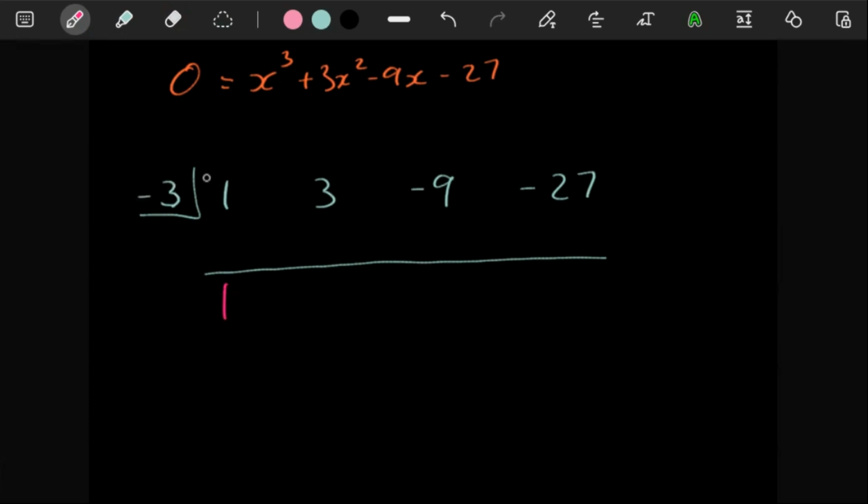Negative 3 times 1 gives you -3. You put your answer over here. Now these numbers you have to add: 3 plus -3, that's a 0. And then you start again. -3 times 0, you put your answer here, it's a 0. -9 plus 0, that's -9. -3 times -9 is positive 27. So -27 plus 27 is going to give you a 0.